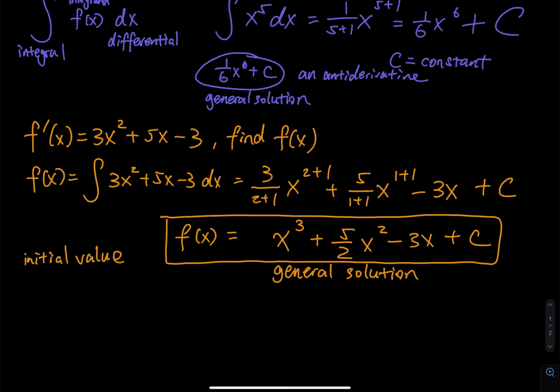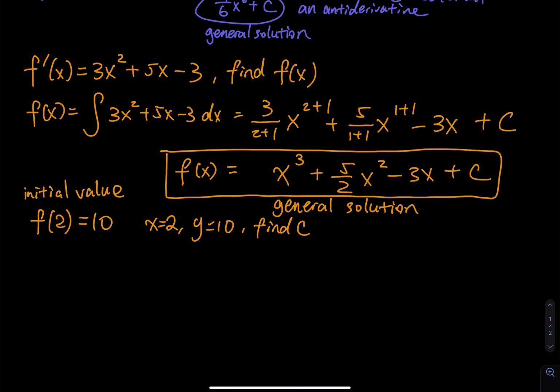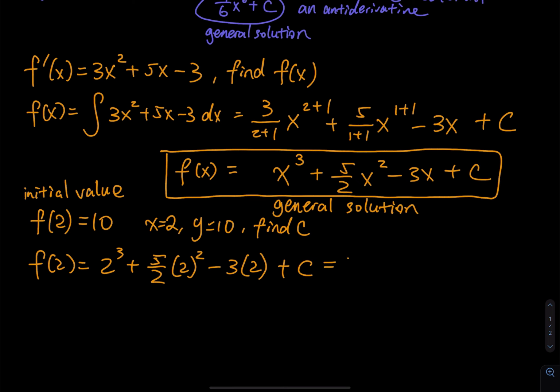Let's say we have f of 2 equals 10. What does that mean? That means when x equals 2, y equals 10, and you will be using this to find the constant c. So f of 2 means 2 to the third, plus 5 over 2, and then 2 squared, minus 3 times 2, plus c, equals 10, and then you have to solve for c.